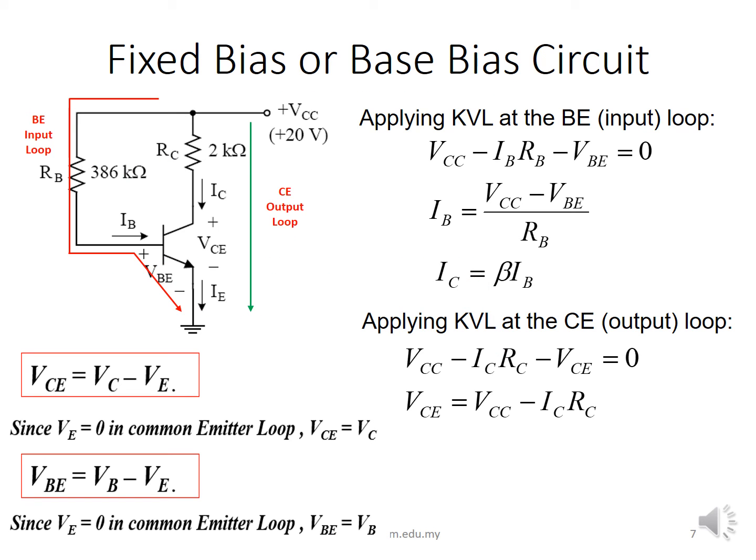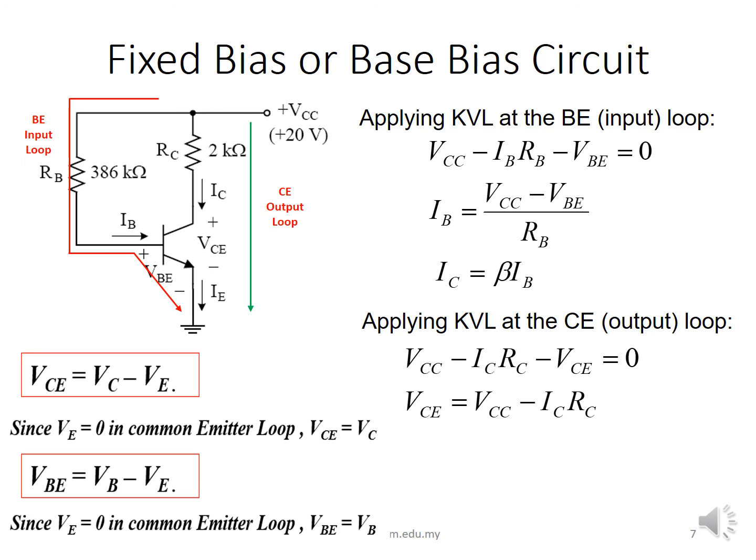In the base circuit, by applying the KVL at the BE or input of the loop, we can get VCC minus IB RB minus VBE equal to 0. Therefore, IB is equal to VCC minus VBE divided by RB. So, we can calculate the IC, which is equal to beta IB.